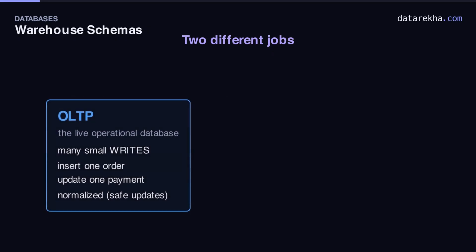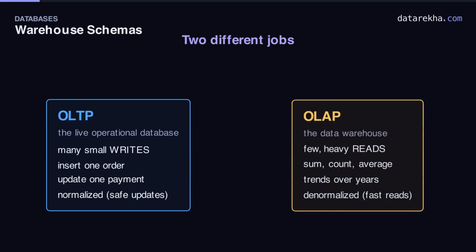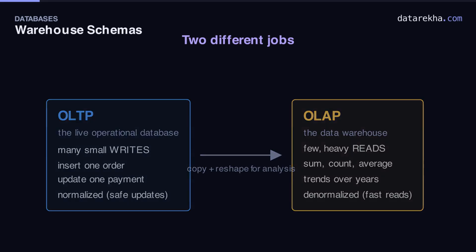Two workloads, opposite goals. On the left, the operational system, OLTP. Its whole life is small writes, so it's normalized, data split across many tables, so nothing is stored twice. On the right, the warehouse, OLAP. The opposite. A few enormous reads that sum and average across years. And to make them fly, it does what the textbook warns against. It deliberately denormalizes. Inside that warehouse, the data takes one of two shapes, the star schema and the snowflake. Those two layouts and the trade-off between them are what this lesson is about.